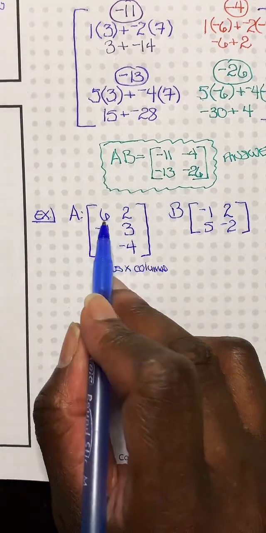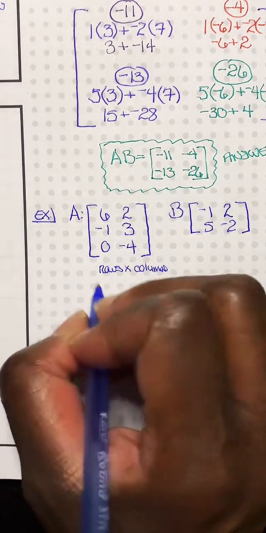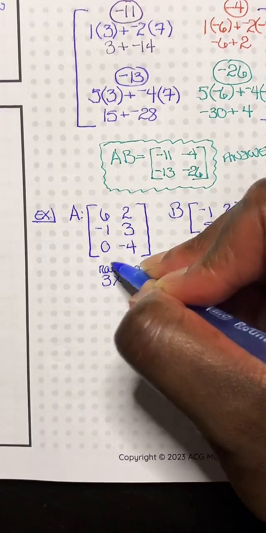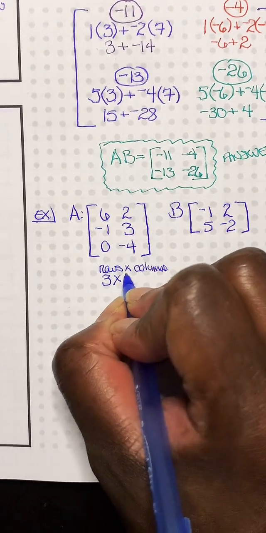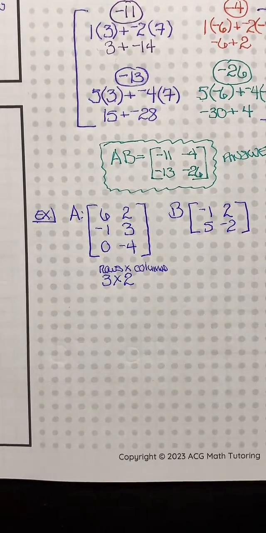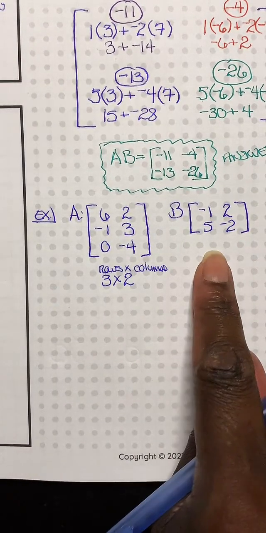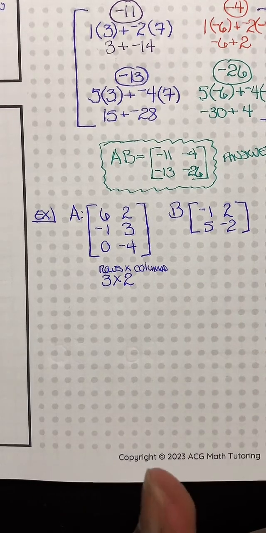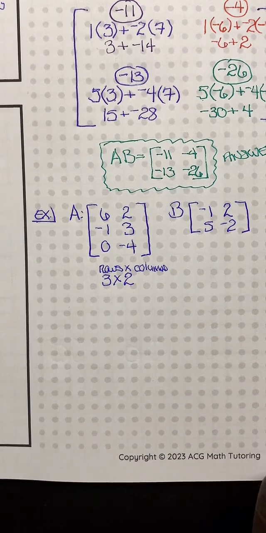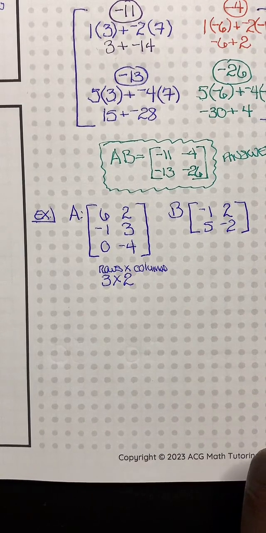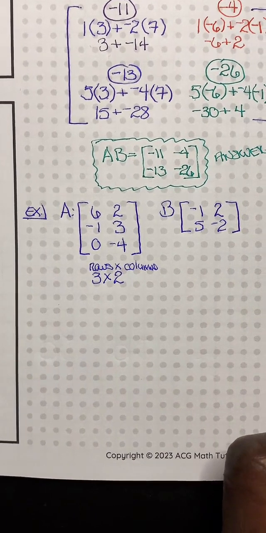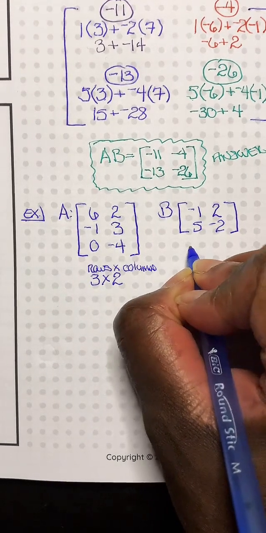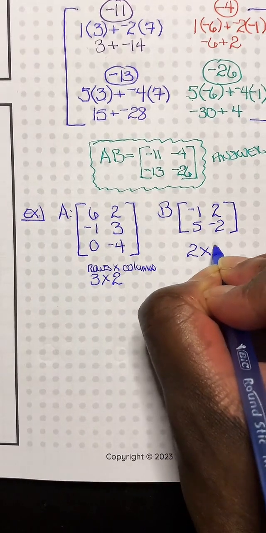So we have 3 rows and 2 columns. So we got a 3 by 2 matrix. For matrix B, what are my dimensions? Good. 2 by 2. So we have a 2 by 2.